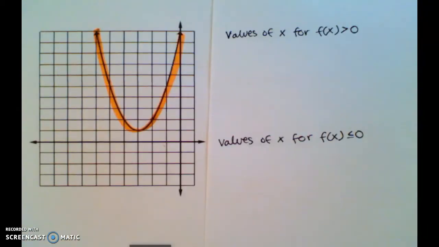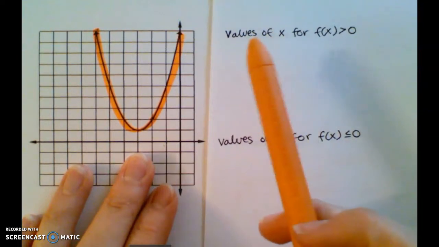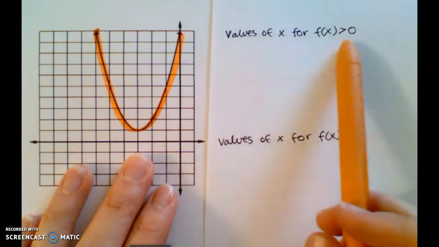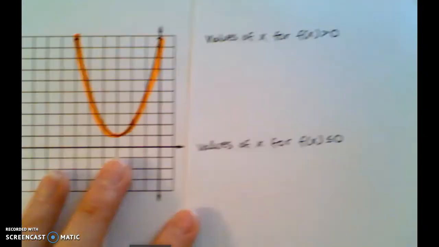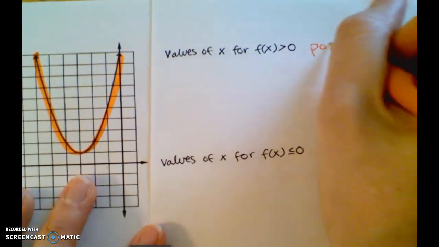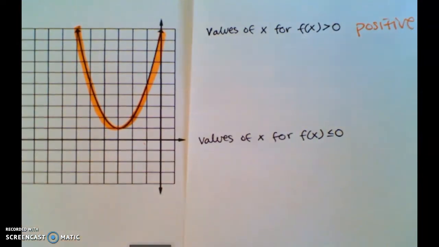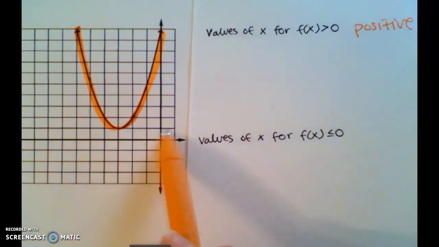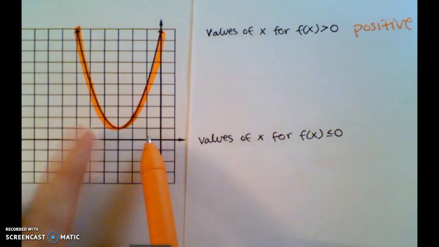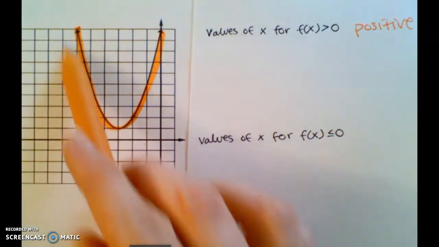All right, next problem here is our new graph. We want to know the values of x for f of x is greater than 0. So what does that mean we want? That means we want to know where is it positive. Well, what's different about this graph? This graph never crosses the x-axis. That means it doesn't have any real zeros. It just is all above.